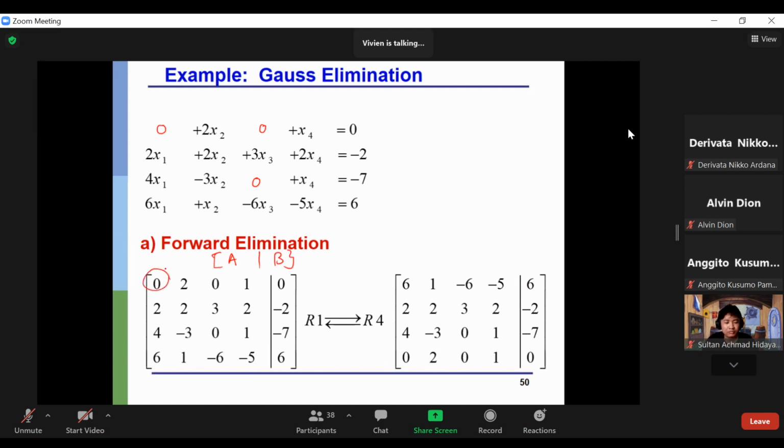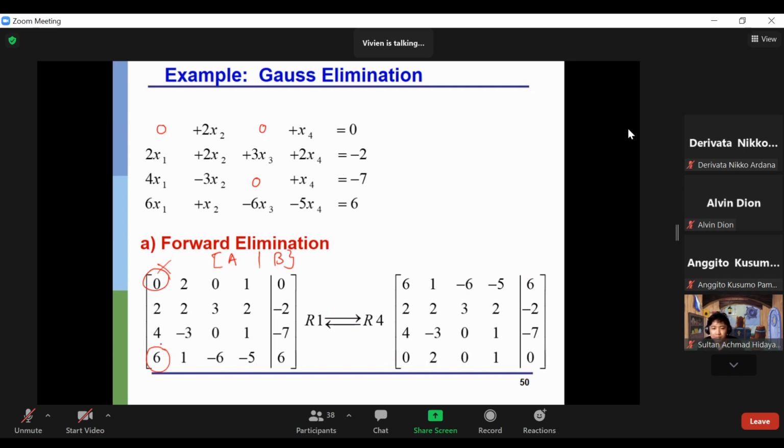This is impossible to be used as a pivot, so this cannot be used. So we have to search the values below. So 6 is the largest. Then we switch the rows. So R1, the first row, becomes the fourth row and so on. So the fourth row becomes the first row.